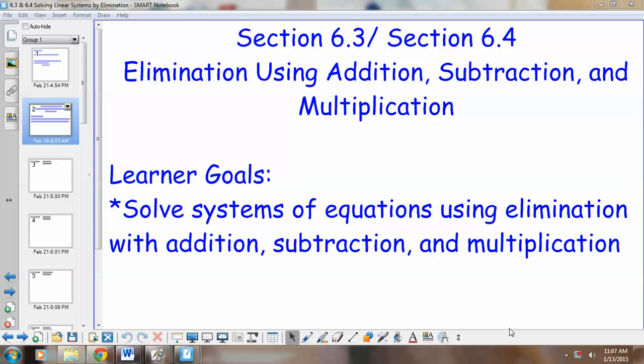Elimination. Again, this is section 6.3 and 6.4. We're going to complete these together.